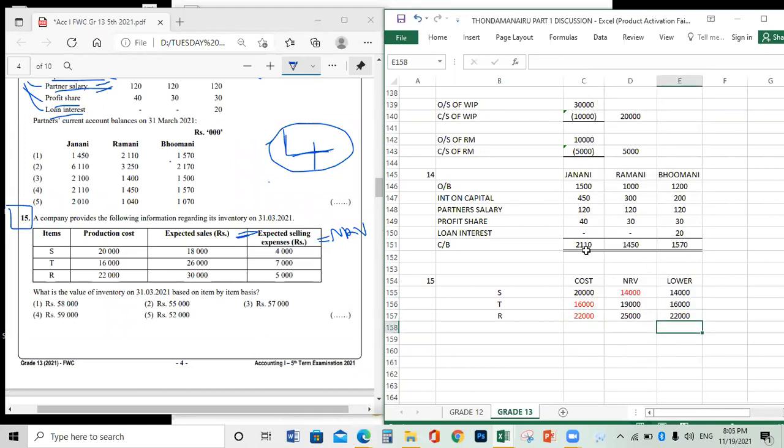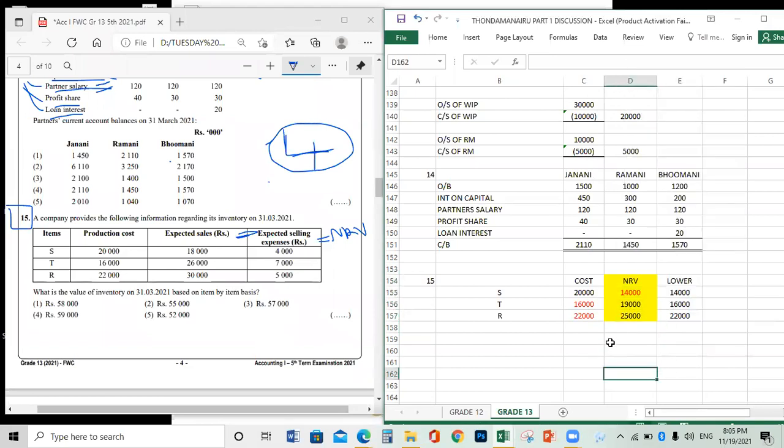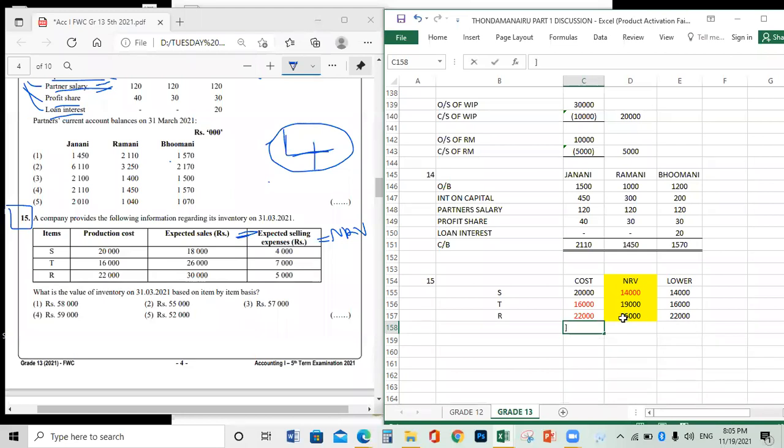Now, guys, after you find the lower column, listen carefully. After you find the lower column, your NRV column becomes useless. That means you have to ignore it. Okay, after you find the lower column, you have to ignore your NRV column. You just have to take the total cost. Just take the total cost, compare with the lower one. Okay.